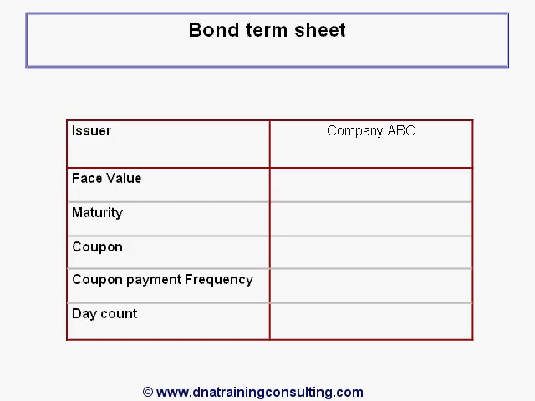This term sheet for company ABC illustrates a typical bond. Thus, issuer company ABC, face value $100, maturity date in 10 years, coupon 8% per annum, presumably, coupon payment frequency quarterly, and finally, day count convention 30/360.